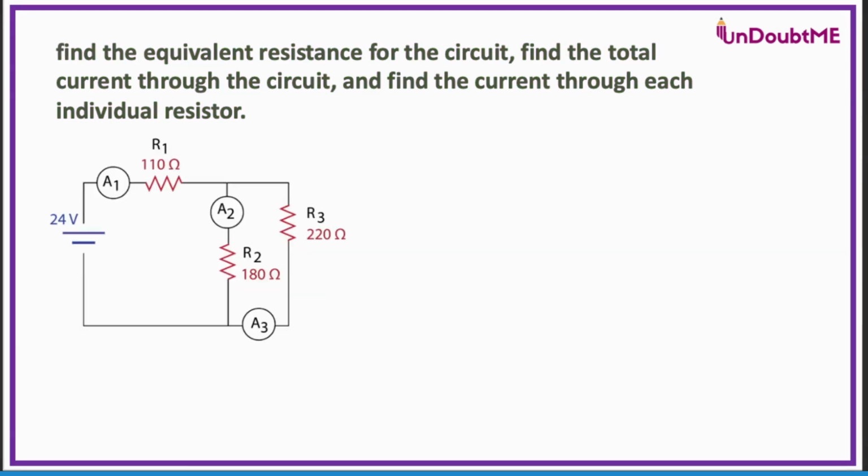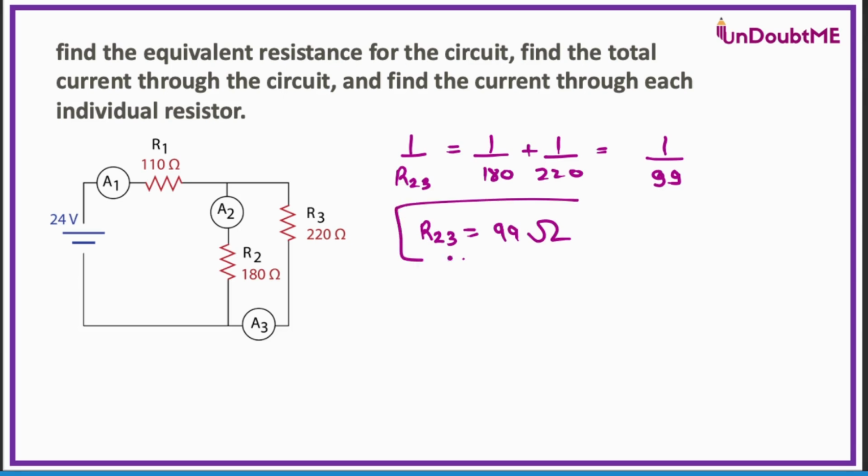So here we are. First we'll start with finding the equivalent resistance of R2 and R3. I can say this as R23, which is the equivalent of R2 and R3. That will be equal to 1 over 180 plus 1 over 220. On calculation, this comes out to be 1 over 99. You can use a calculator or whichever way you want. I'm just showing you the answer part. So on further calculation, the value of R23 is 99 ohms.